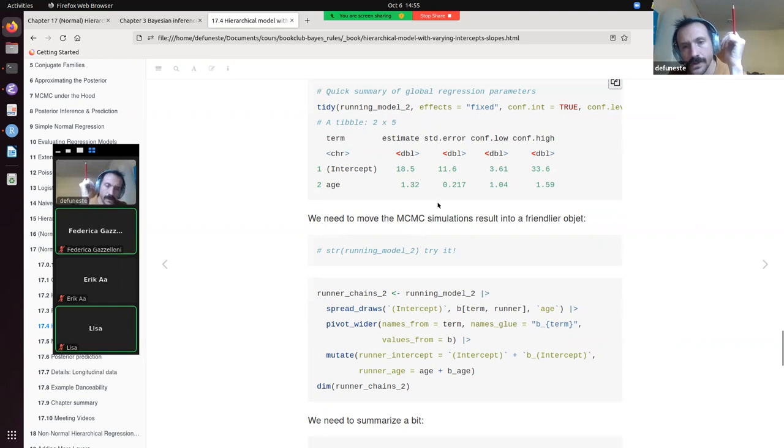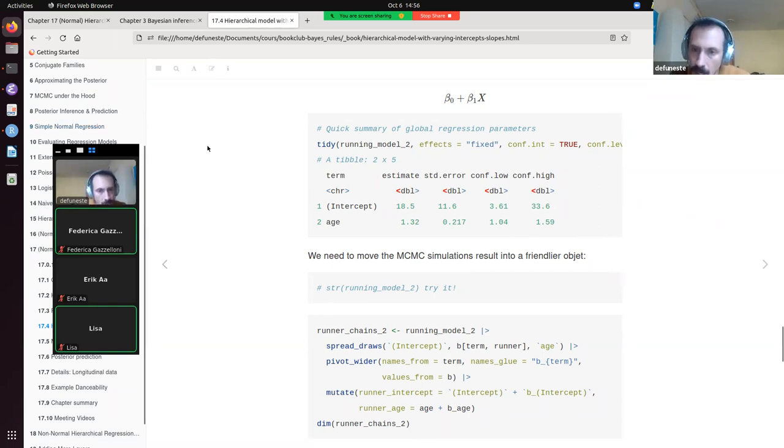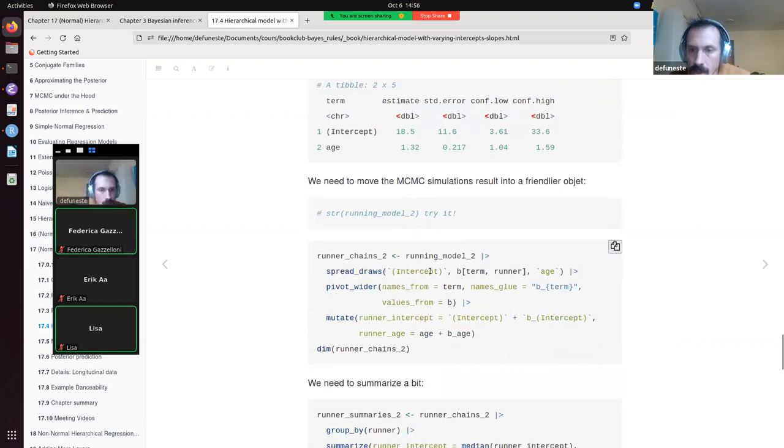Okay, so this is a huge MCMC object with a lot of parameters. If you run it and try to understand the structure, you will see it's a huge nested list object. So we will do what we have always done: we'll get the intercepts, this is beta 0, and the b term. Remember, we do not have the beta 0j.